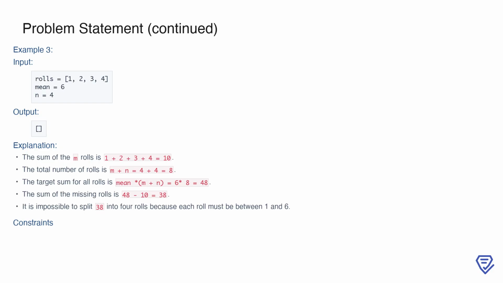This means the missing rolls must sum up to 48 - 10 = 38. However, it's impossible to split 38 into 4 values where each value is between 1 and 6, so the output in this case is an empty array. This highlights the importance of verifying whether the target sum can be distributed within the valid range for dice rolls.